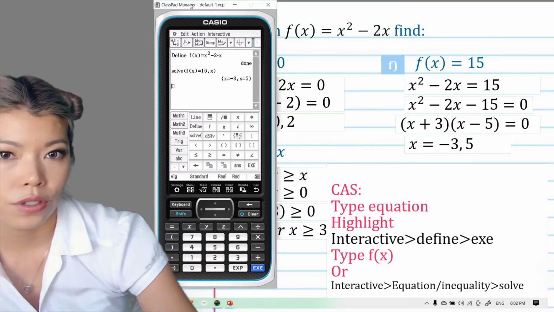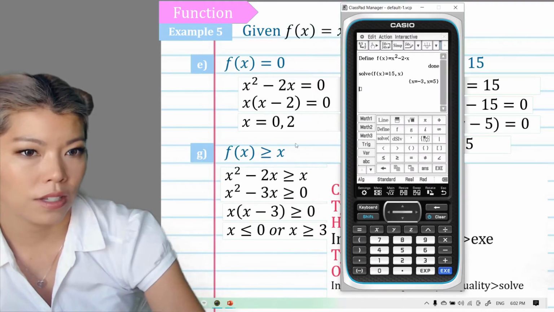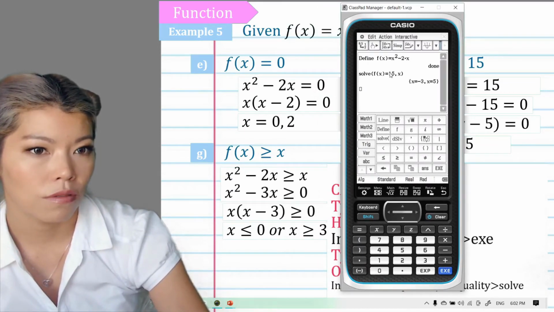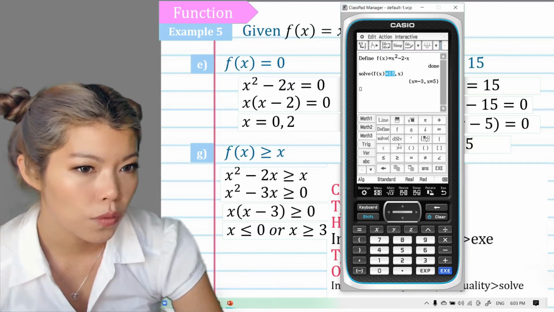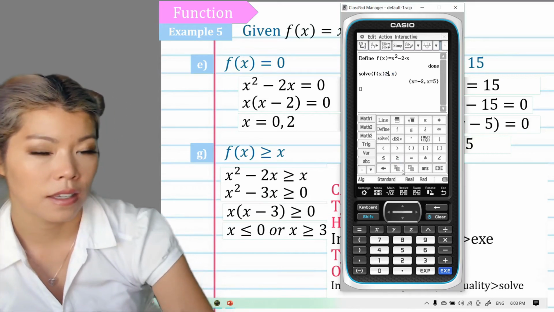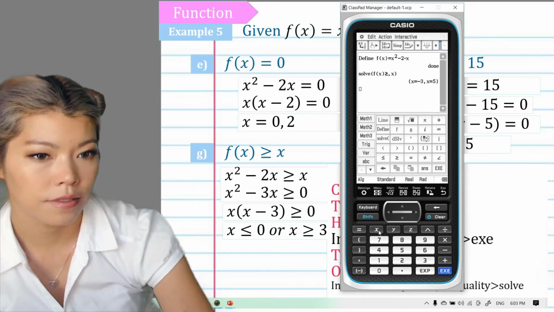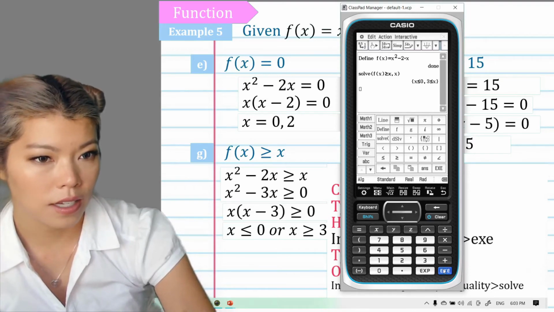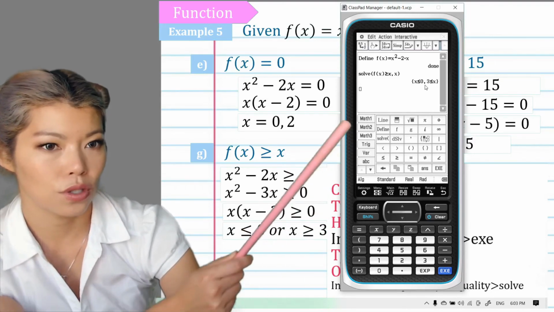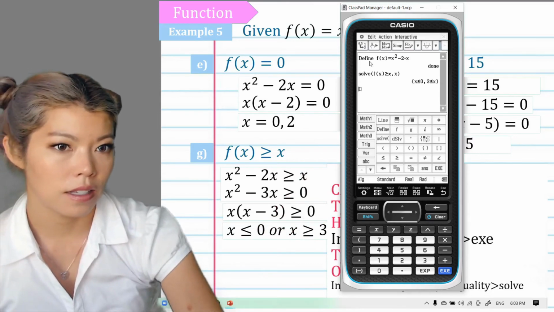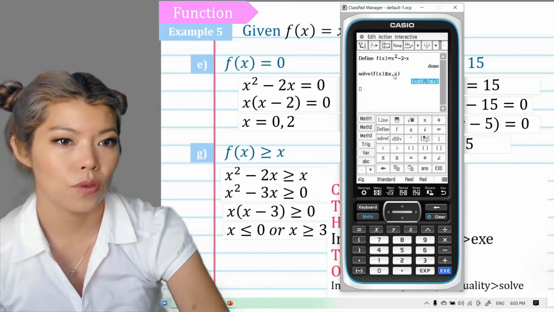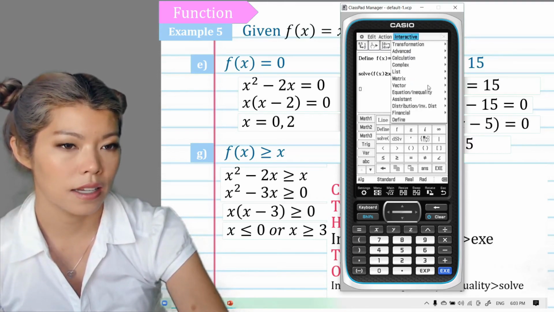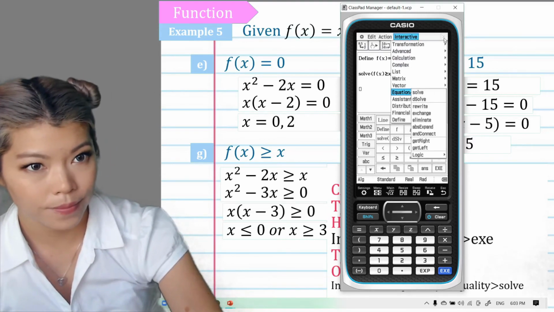We could also do greater or equal to x. So I'm going to solve for that. I'm going to just put it in here. So greater or equal to x, it's in the keyboard. Oops. Look for the greater or equal to sign and type in x. And we're solving for x, so hit enter, and it gives us that solution over there. So to recap, you have to tell the calculator what it is. So interactive, define. And once you've told it what f is, you can highlight it, and go interactive, equation, solve.